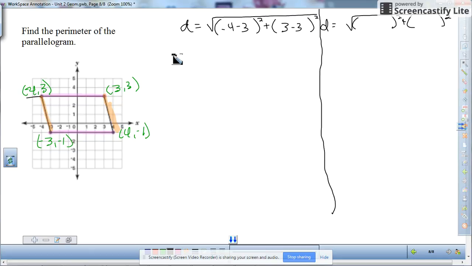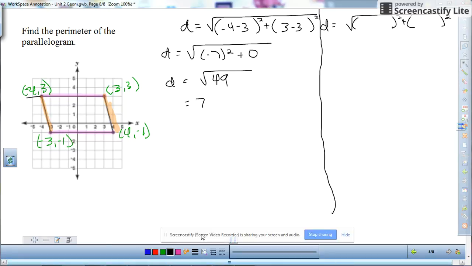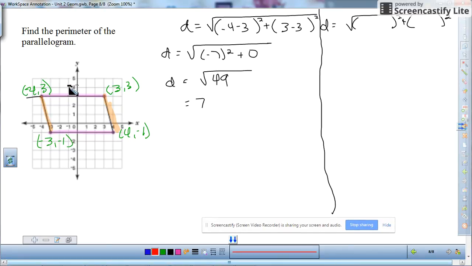Okay, so when I find that distance, -4 minus 3 is -7. And 3 minus 3 is 0. So this distance is going to be the square root of -7 squared is 49. And when I add 0, I get 49. And the square root of 49 is 7. So I know that the length here is 7 units, and that will be the same as here because in a parallelogram, the opposite sides are congruent. They are the same length.